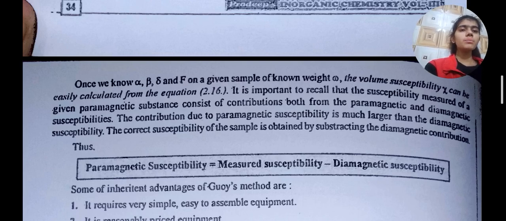It is important to recall that the susceptibility measured for a given paramagnetic substance consists of contributions from both the paramagnetic and diamagnetic susceptibilities. The contribution due to paramagnetic susceptibility is much larger than the diamagnetic susceptibility. The correct susceptibility of the sample is obtained by subtracting the diamagnetic contribution. Thus, paramagnetic susceptibility is equal to the measured magnetic susceptibility minus the diamagnetic susceptibility.